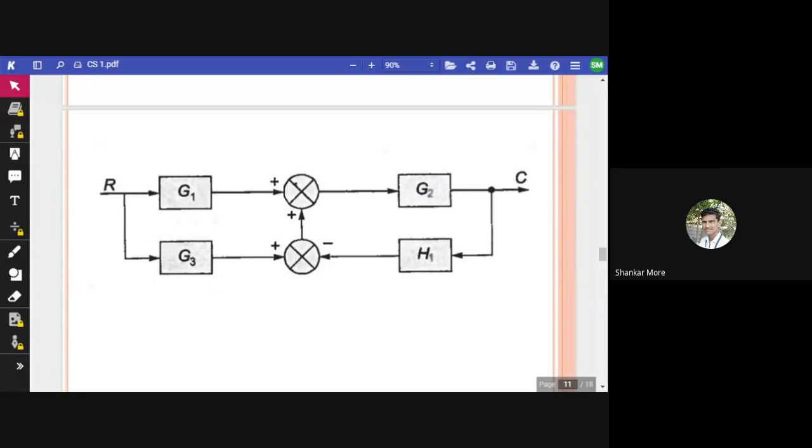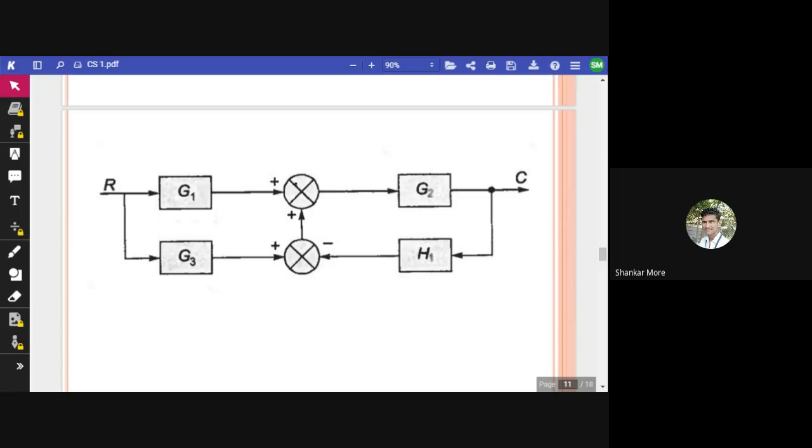Take the picture of the answer and post it on our group. That would be good also. No issues. Try it. What will be C by R? I'm talking about the transfer function. Okay, C by R. I just want you people to get a feel of whatever we have learned, how you apply the things. I just want to check this. Okay, only the answer is acceptable.